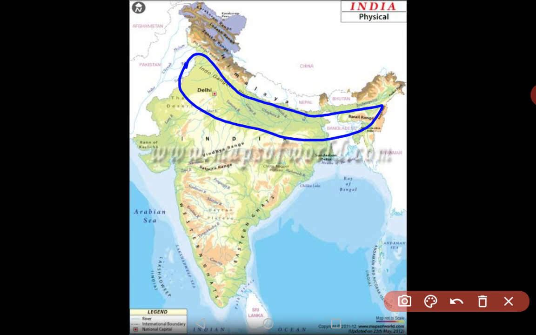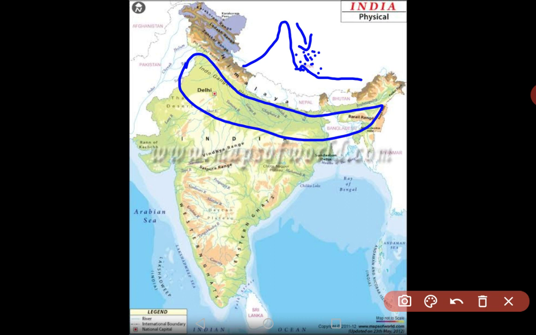The first region is known as the Bhabhar area. When you see this diagram, the mountains are there, and after the mountains the plain area starts. When the rivers come, they bring a lot of sediments and rocks with them, and as the velocity is very high, they deposit all the sediments, rocks, and pebbles on the foothills of the Shivalik. So this area where you will find a large amount of pebbles is known as the Bhabhar area.